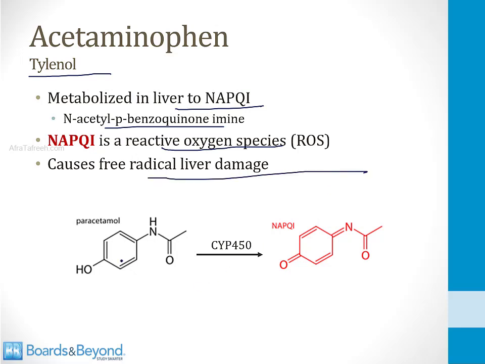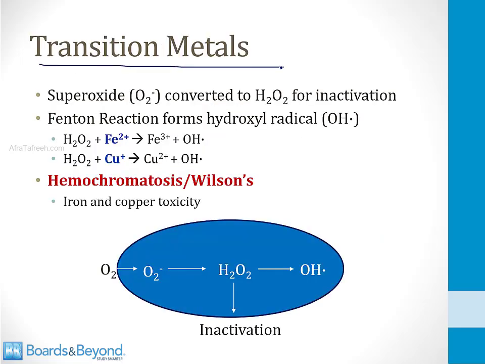This is shown at the bottom of the screen. This is the structure of acetaminophen over here. It's also called paracetamol. The P450 enzymes metabolize it into NAPQI, which is a free radical, and that can damage cells in the liver. And that's why Tylenol is toxic to the liver if you take too high of a dose.